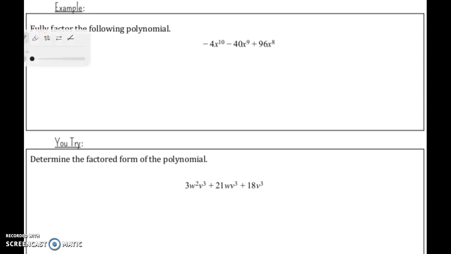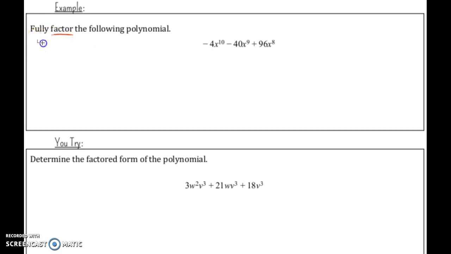So first of all, in the future, factor is just going to be a direction. Okay, so factor is going to be a word that you need to know how to do. And factor means break it into its pieces by finding those two numbers that multiply to C and add to B. So step one is that I need to find my GCF and pull it out.